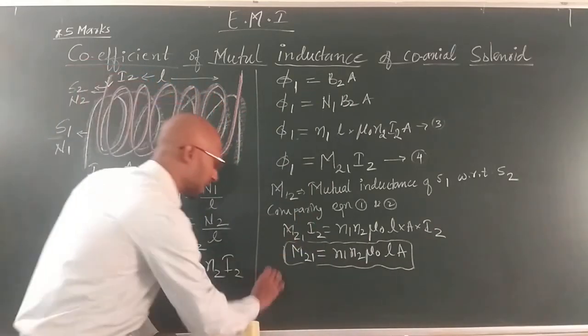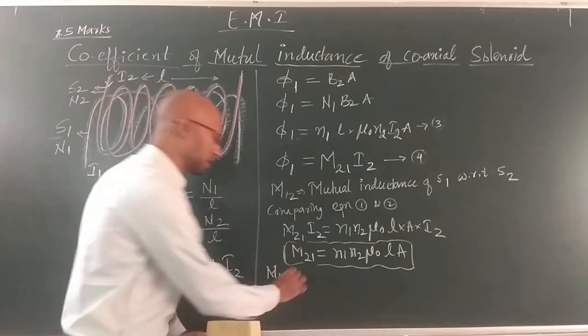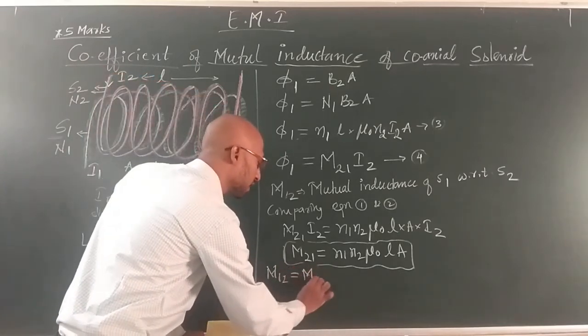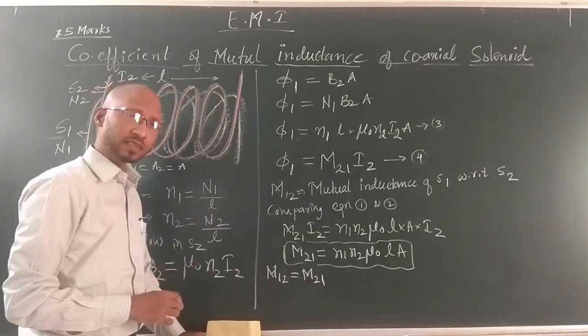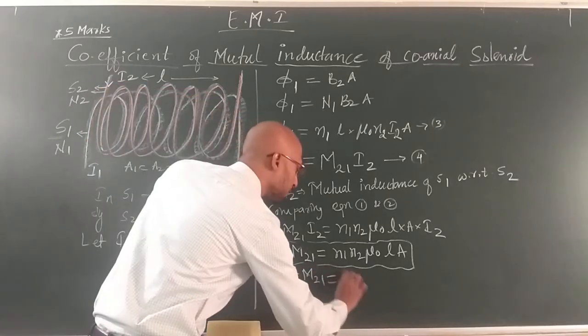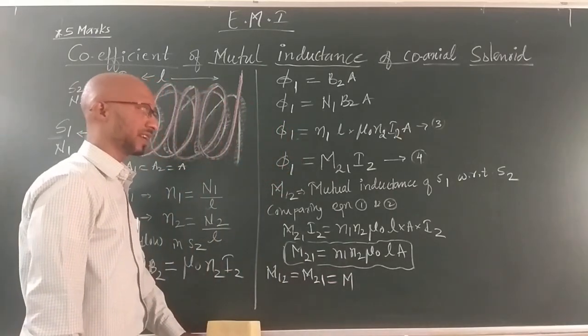It means that the mutual inductance of the second solenoid with respect to the first is equal to the mutual inductance of the first solenoid with respect to the second. Both equations are the same. That's why we simply write it as mutual inductance.